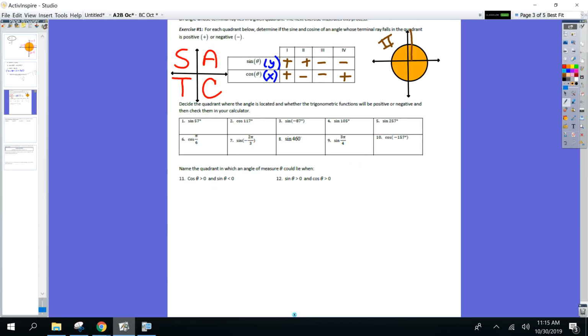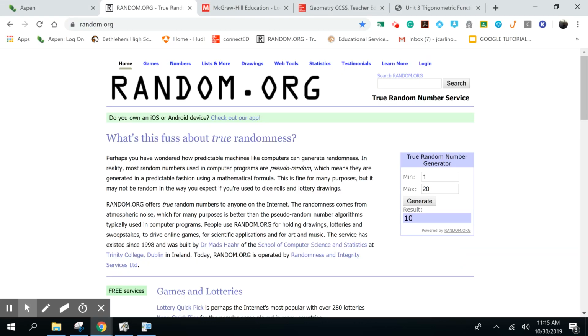57, what quadrant am I in? 1. And it's sine in the first quadrant. What do I know about sine in the first quadrant? Positive or negative? It's positive. Everything is positive in the first quadrant. And if you need to, you can check it on your calculator to see if that decimal is positive or negative.